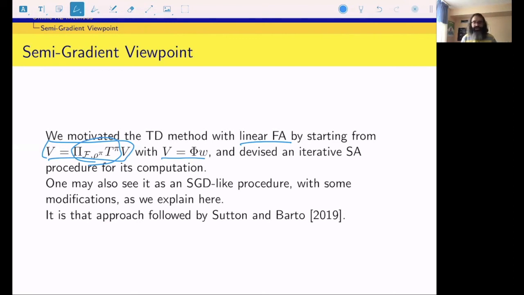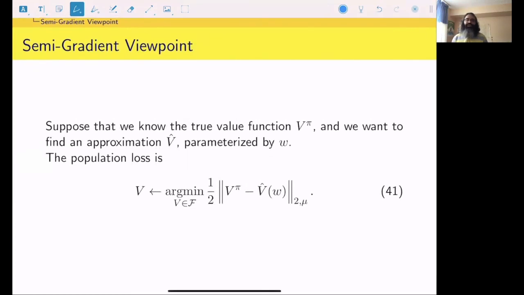Can we define a loss function and then derive some SGD-like method for our reinforcement learning update? So let's go back to the very simple case, where we assume that we know V^π, the true V^π, somehow someone gave it to us. And then we want to find an approximation V hat. This is what we had in the last lecture when we talked about Monte Carlo estimation, where instead of V^π, we had a noisy version of it, the return.